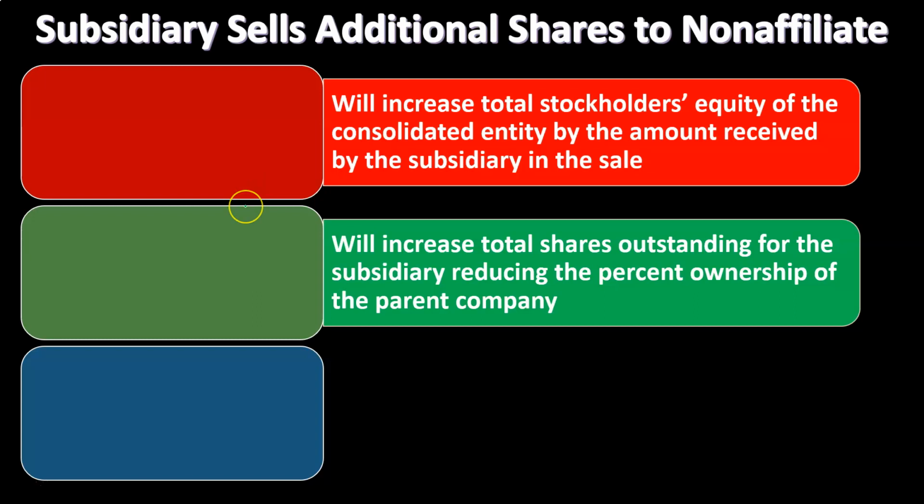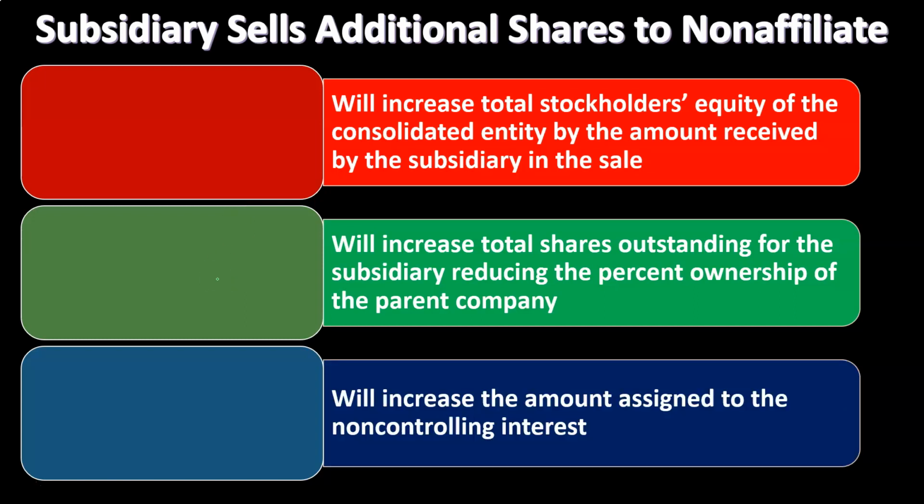It will increase total shares outstanding for the subsidiary, reducing the percent ownership of the parent company. So if the subsidiary issues more shares and they didn't go to the parent, then there's going to be more shares outstanding. That means the shares that the parent owns will be a smaller portion, therefore their percentage ownership will typically go down in that case.